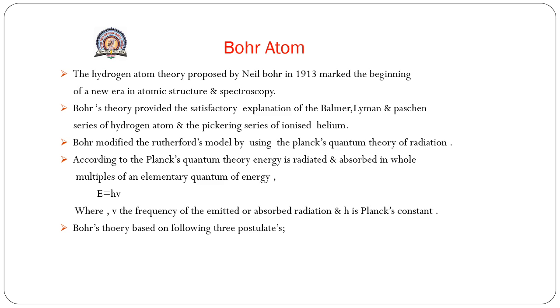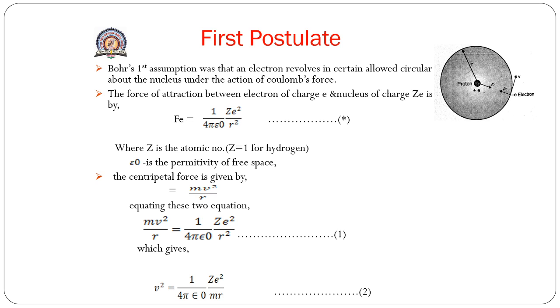Now we have to discuss Bohr's theory, which is based on the following three postulates. The first postulate is that Bohr's first assumption was that an electron revolves in certain allowed circular orbits about the nucleus under the action of Coulomb's force.